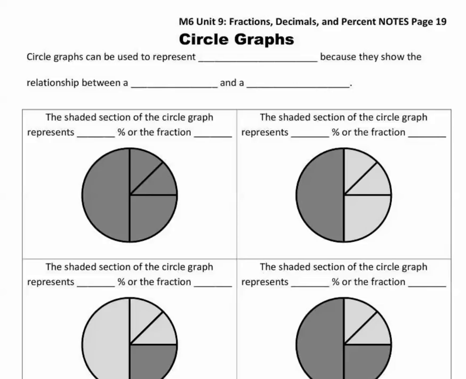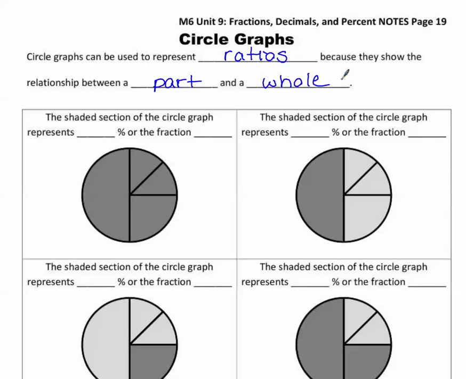So it says circle graphs can be used to represent ratios because they show the relationship between a part and a whole. So we're going to use ratios or fractions or whatever other term you want to use for that piece where you're using that fraction bar. And we're going to use that to help us understand our circle graphs. So using what we did on the first page, let's use it here.